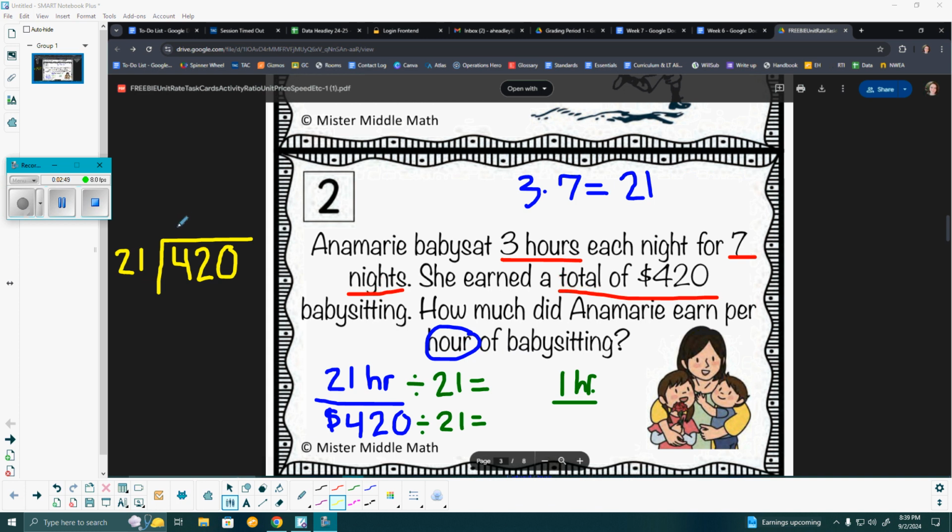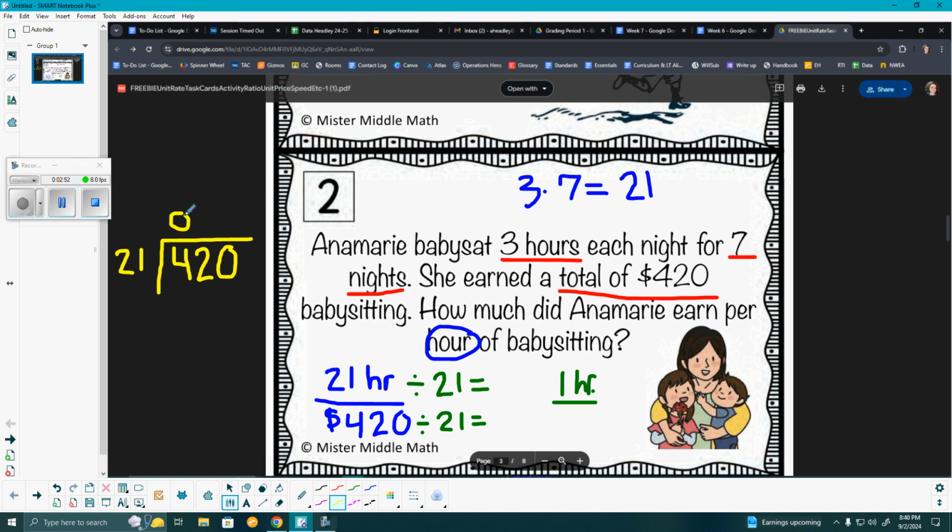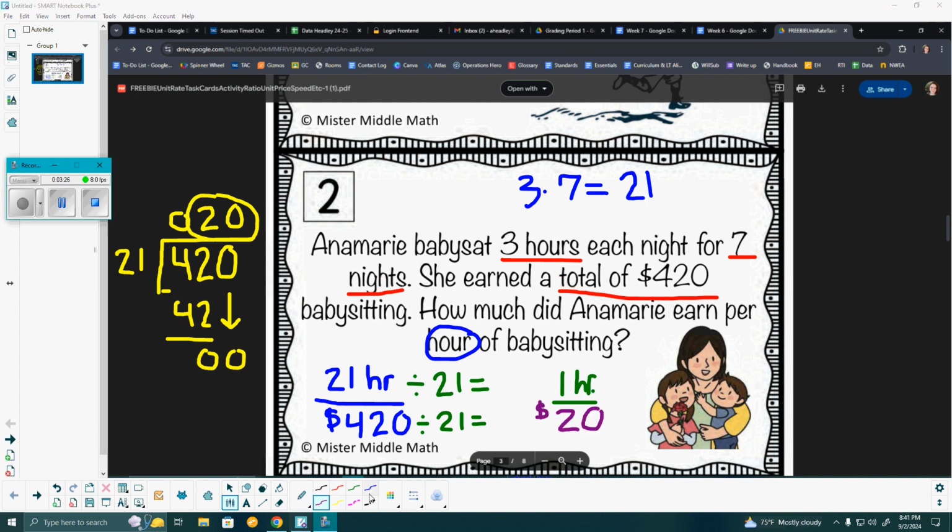I know that 21 cannot go into 4, so I will put a 0. However, it can go into 42 2 times. 2 times 21 would be 42. 42 minus 42 is going to be 0. Now I bring down my second 0. And since 21 cannot go into 0, I just put a 0 up here. My answer is 20, meaning that Anna Marie got paid $20 an hour to babysit.